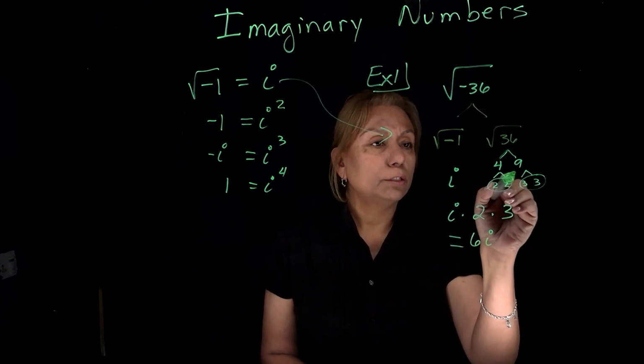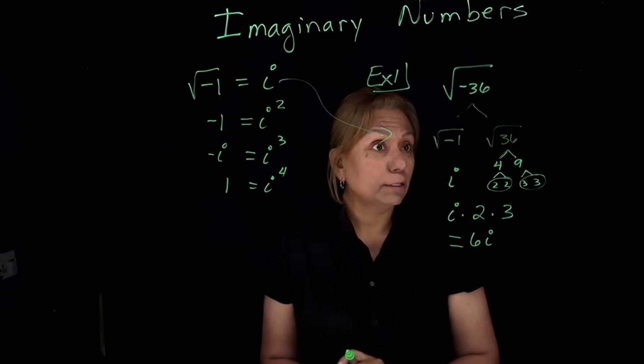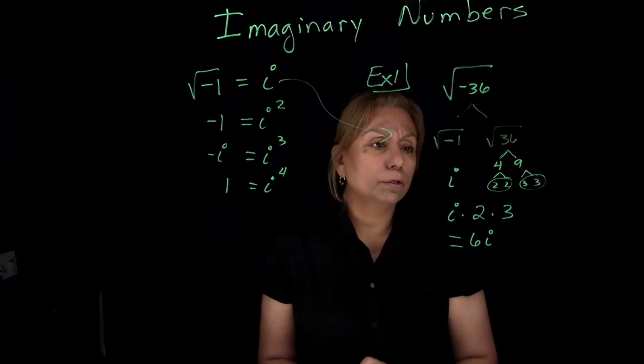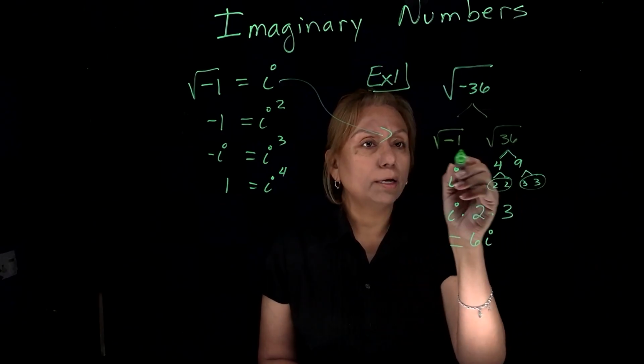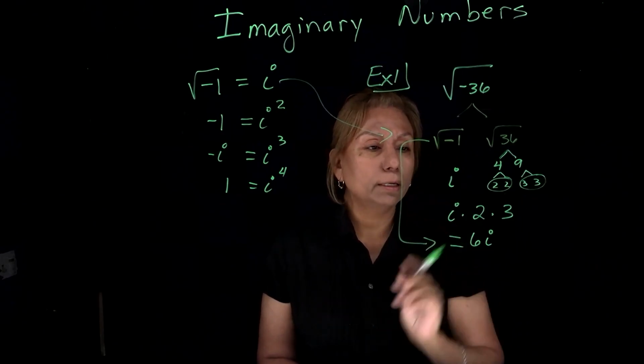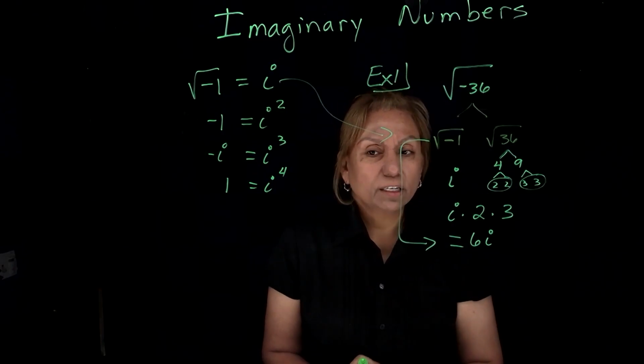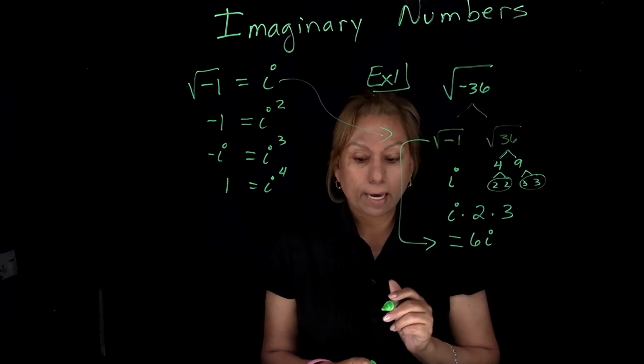Now some of you don't need to do all the breakdown of the factor tree. Some of you are like, oh, I know the square root of 36 is 6. Then that's fine. You could go straight from here to here, and you don't have to do that because you have that in your memory bank, and that's okay.